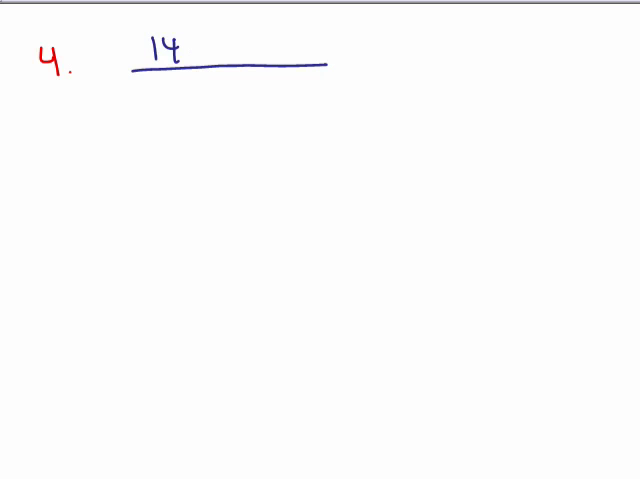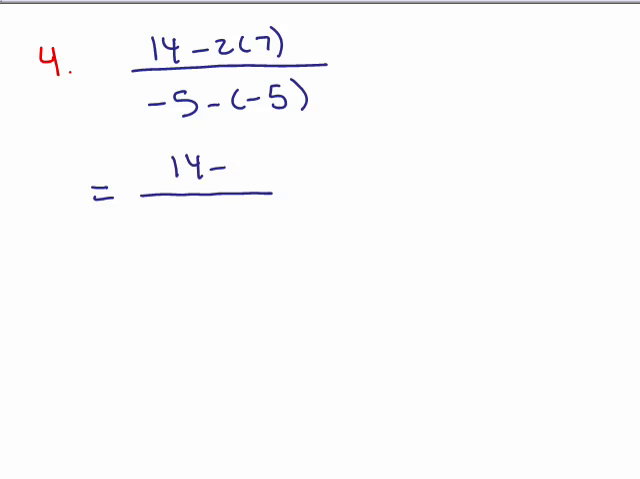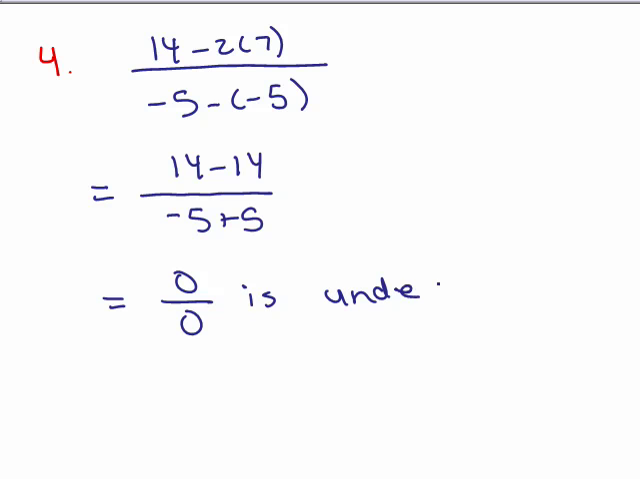All right, number 4. So we need to simplify the numerator. That's going to be not 14 minus 2, but you have to do 2 times 7 first. 14 minus 14. And in the bottom, minus a negative means -5 plus 5. So I got 0 over 0. Anytime you have a 0 in the denominator, it doesn't matter what's in the numerator, the answer is undefined.